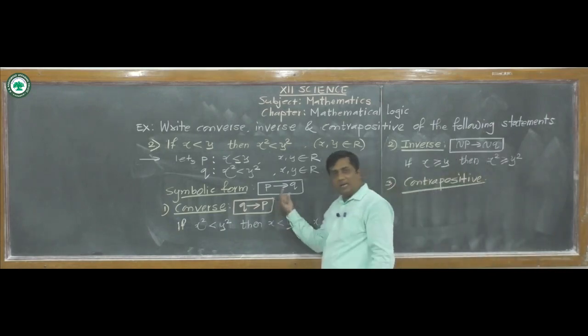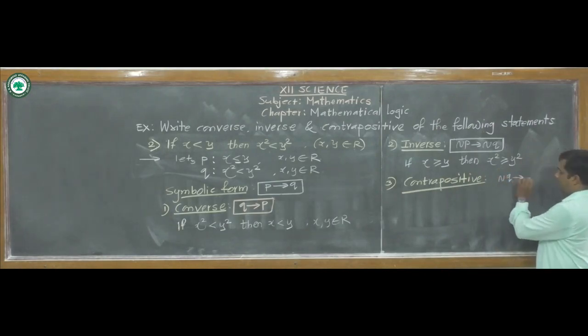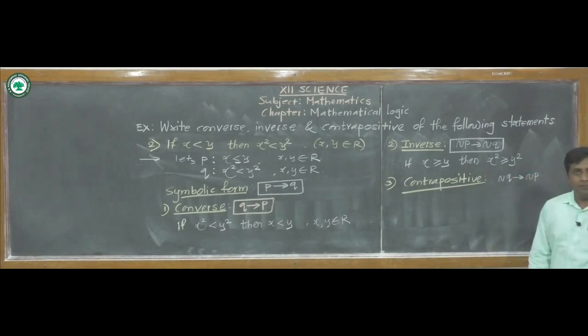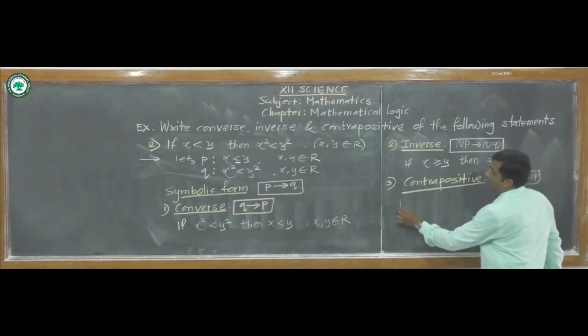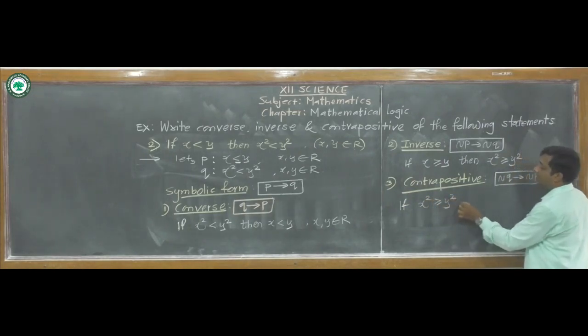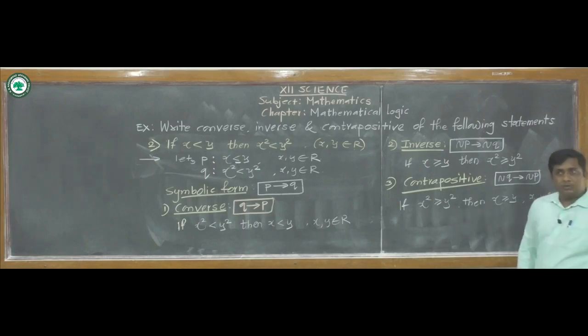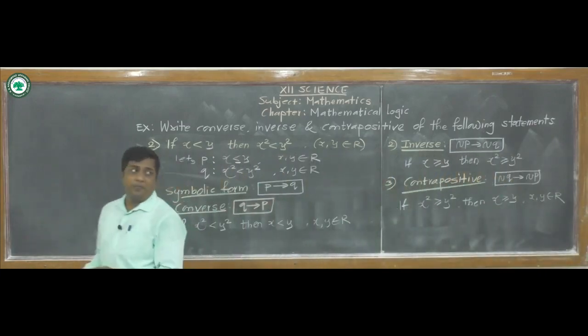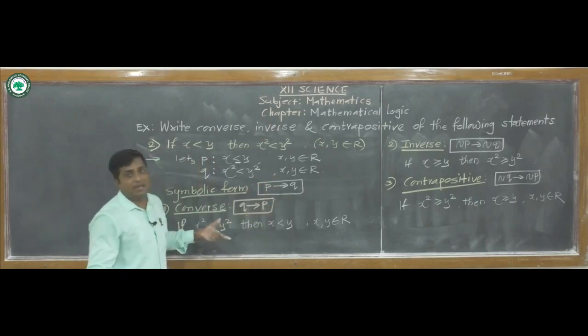Let's go with the third one, in which we define the contrapositive. If P implies Q is the given relation, then its contrapositive is negation of Q implies negation of P. So again we consider negation of P and negation of Q. First the negation of Q: if x square is greater than or equal to y square, then the negation of P is x is greater than or equal to y, and here x, y belong to R. So by using our definitions of converse, inverse and contrapositive, we write this example.